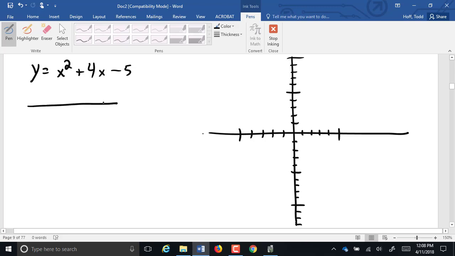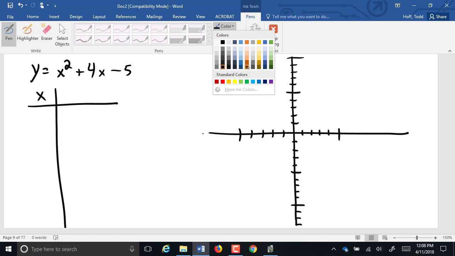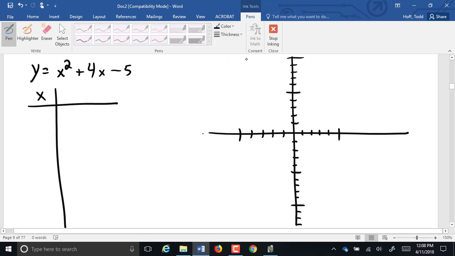And then we'll make a table to find our points. Let's do the same thing. Let's do -3, -1, 0, 1, and 3. I'm just going to mark them on the graph here a little bit. That'll give us a nice range of points. Hopefully, that'll give us enough points that we can figure out the shape of our graph.